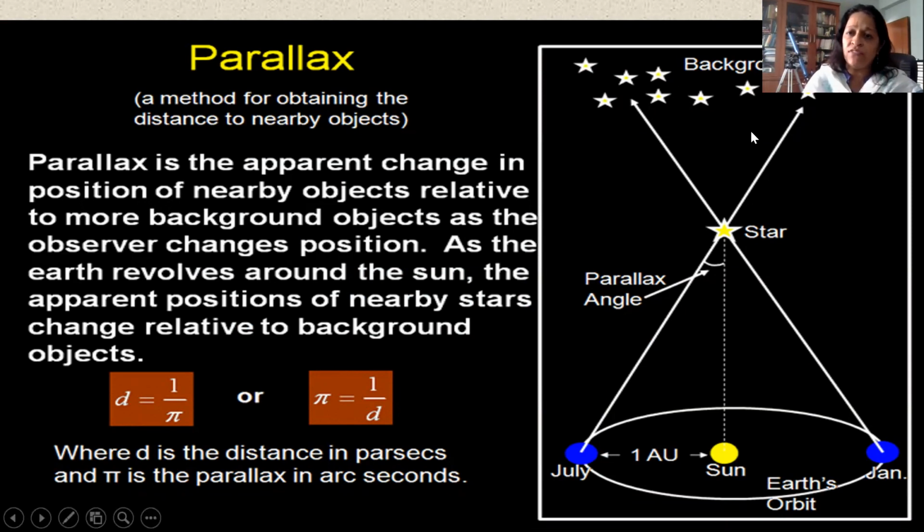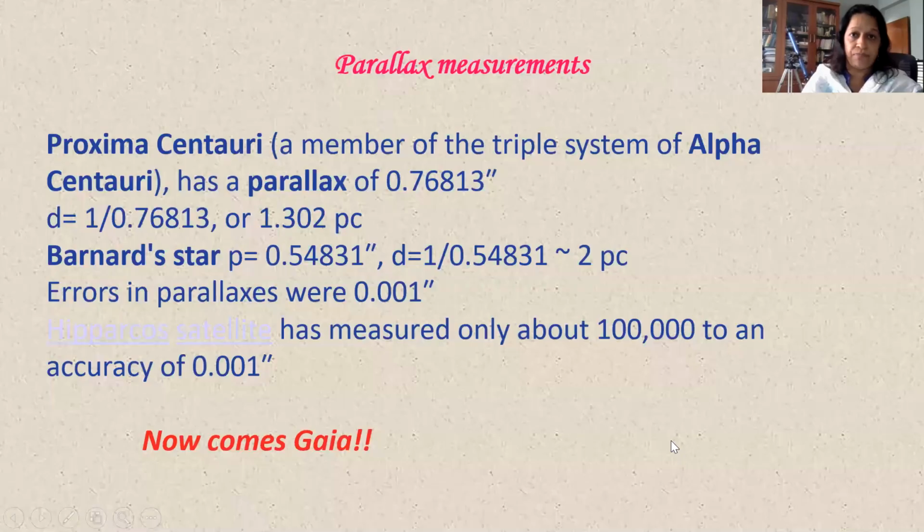So you have a background of stars and you can see the difference in the position of the star relative to the background stars. And based on that, we define the distance in parsecs to be the distance at which you have a parallax angle of 1 arc second, right? So this distance will come in terms of parsecs, which is where you have 1 arc second at a baseline of 1 astronomical unit. Now, what about parallax measurements?